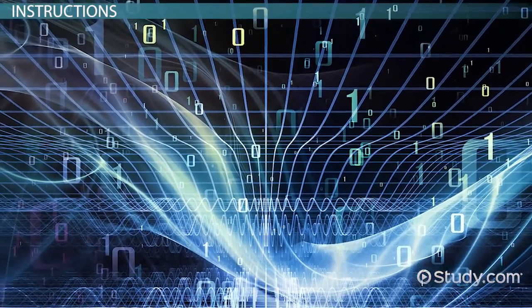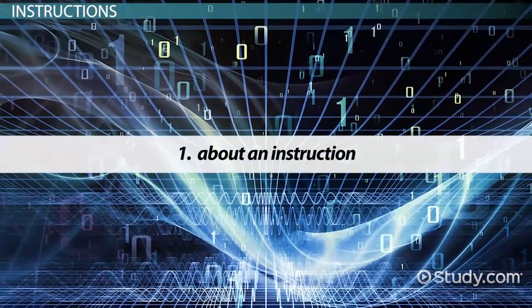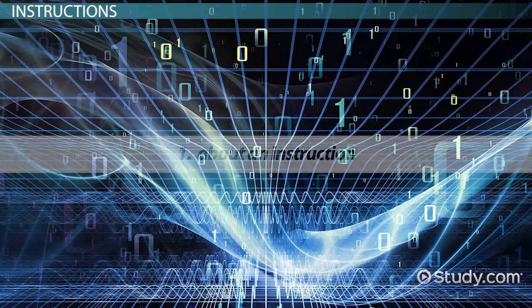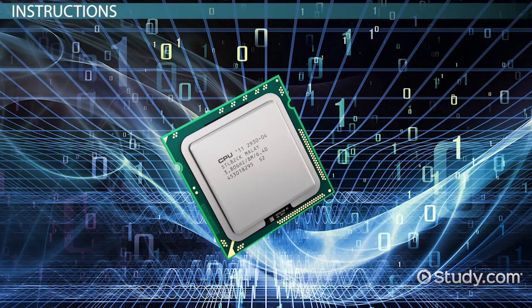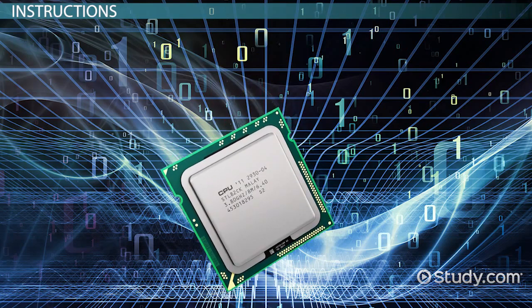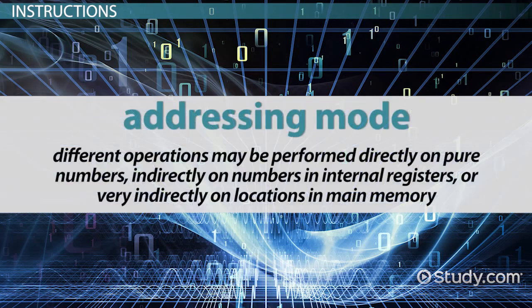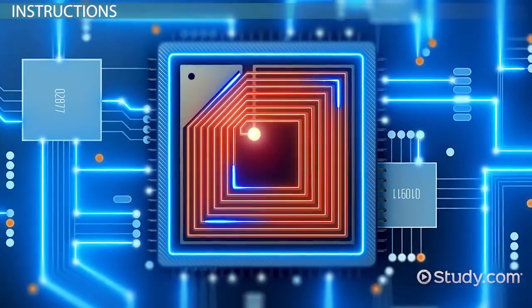Let's take a look at instructions and instruction length. 1. About an instruction. An instruction can vary in length depending on the architecture. In x86 systems, the length of the instruction is typically 1 to 3 bytes for the opcode, plus a number of bytes needed for the operands, depending on the addressing mode. What's an addressing mode? Different operations may be performed directly on pure numbers, indirectly on numbers in internal registers, or very indirectly on locations in main memory. Each of these is a different addressing mode.